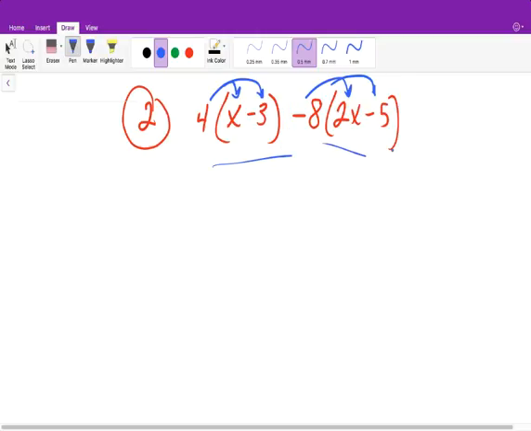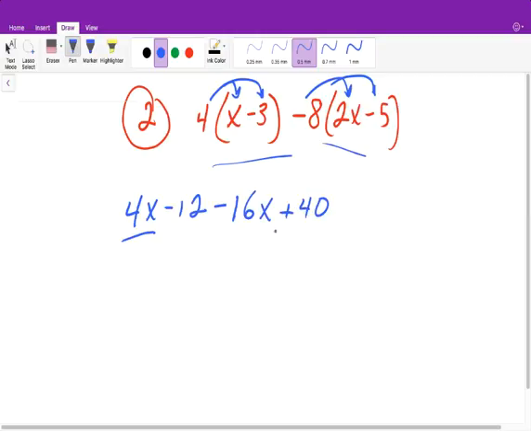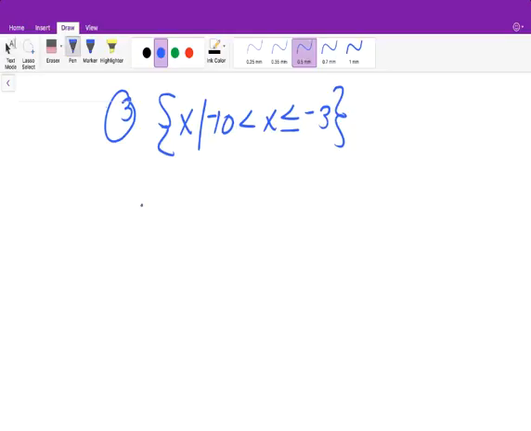After we distribute the 4, we're left with 4x minus 12. After we distribute the negative 8, it's negative 16x plus 40. We combine our like terms, so negative 12x, and minus 12 plus 40 is plus 28. Final answer.